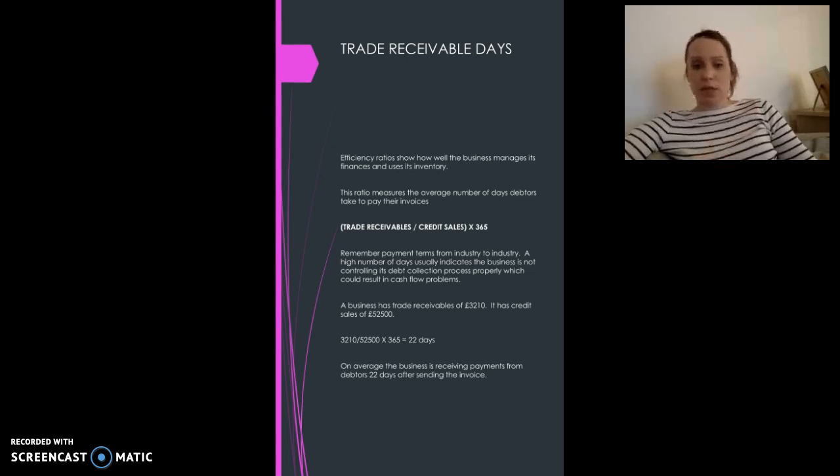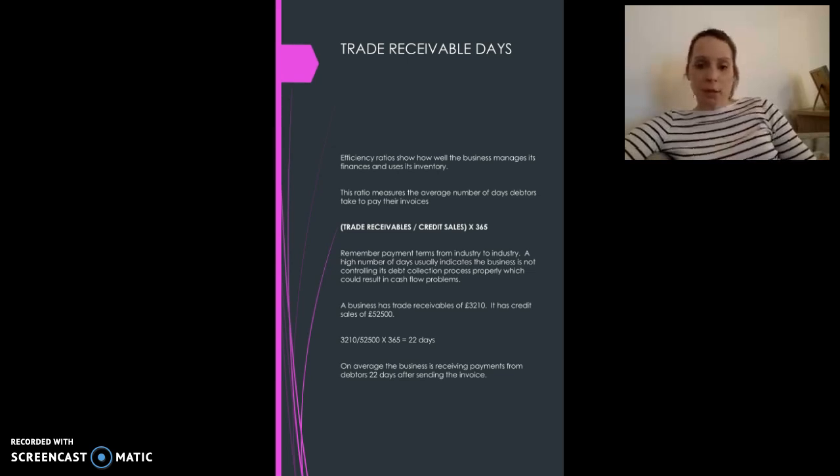So it could be that you're sending out invoices and then actually you're not chasing them and you're not too worried about how quickly you're getting your money back in. And that will be shown in your trade receivable days. And it shows that actually you're not controlling your debt collection process adequately. So it may result in the future that you're going to run into cash flow problems.